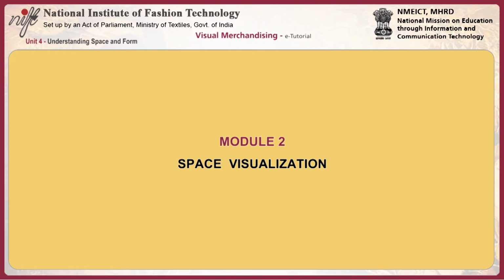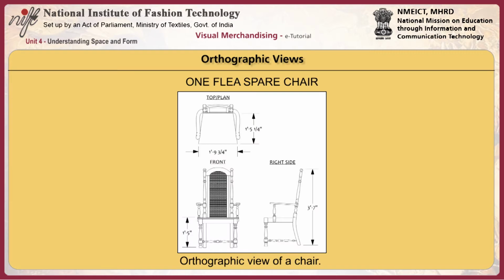Now we move on to learn about space visualizations. This can be learnt through an understanding of technical drawings which aid visual communication. The first of them is orthographic views. Orthographic views are two-dimensional drawings used to represent or describe a three-dimensional object. The orthographic views represent the exact shape of an object seen from one side at a time, as you are looking perpendicular to it, without showing any depth to the object.